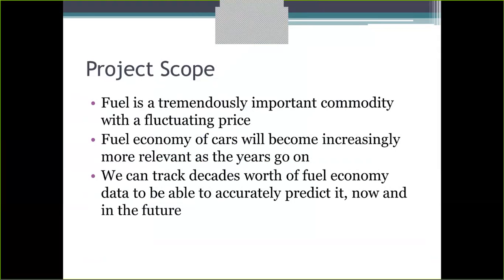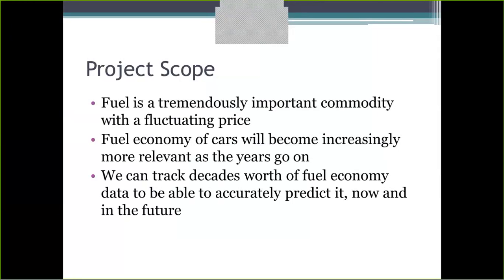But in terms of the project scope, obviously fuel is a ridiculously, tremendously important commodity in today's age. Wars are waged over it. It costs God knows how much money. And it's kind of not going anywhere. So it's obviously very important. And the economy of cars regarding fuel is obviously echoed in that same vein.